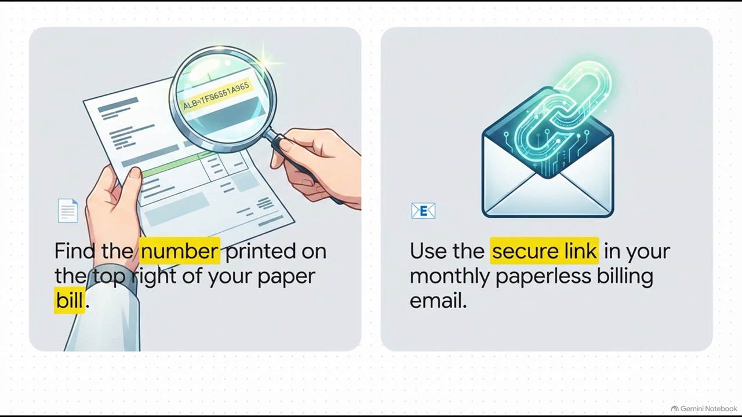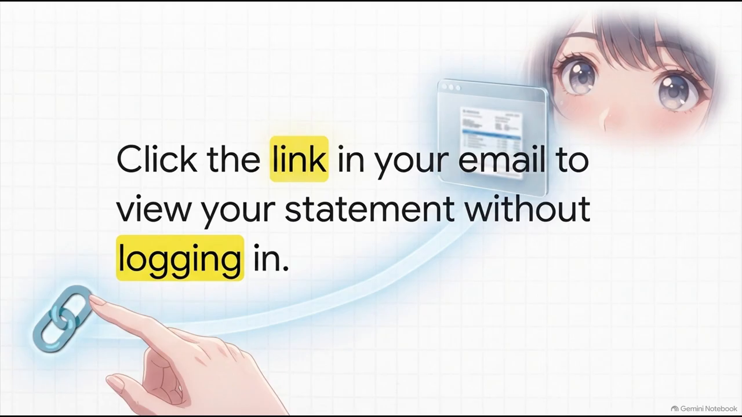If you get a traditional printed statement in the mail, it's easy. Your 12-digit number is printed loud and clear right at the top right corner of the physical page. But if you opted into paperless billing, the approach requires a specific digital step. And honestly, this is a brilliant safety net. Paperless billing emails from LG&E contain a direct, secure link to view your complete digital statement.